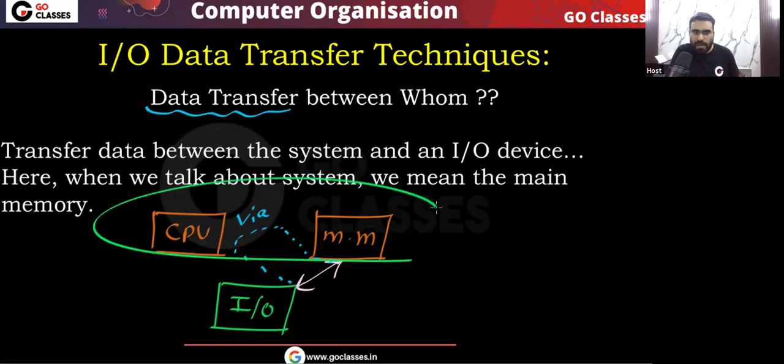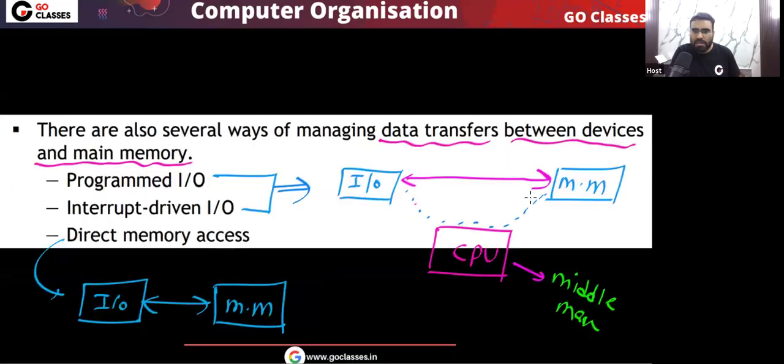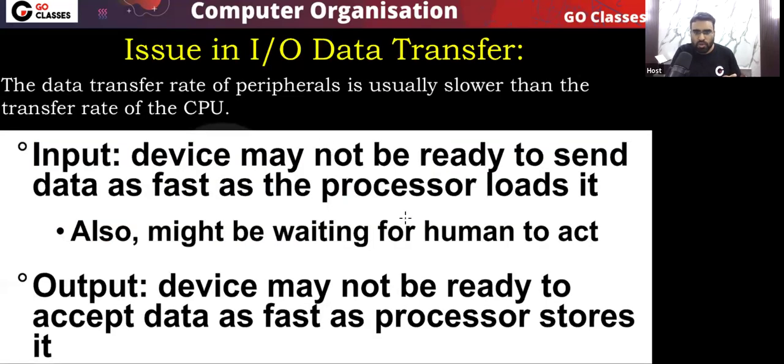See, CPU and main memory, they are very fast. But IO devices, they are very slow. You can notice the data transfer rate of IO devices is usually very slow compared to CPU and main memory. These two devices, CPU and main memory, have a very fast data transfer rate, but the IO device is very slow. So we need to handle this issue.